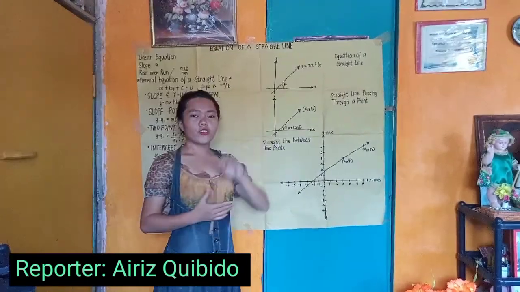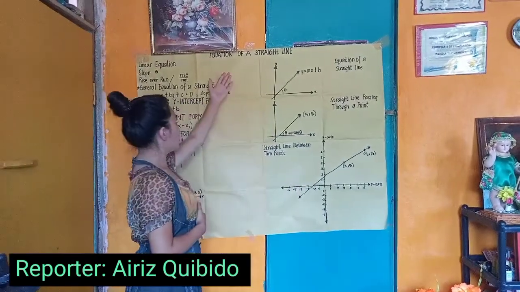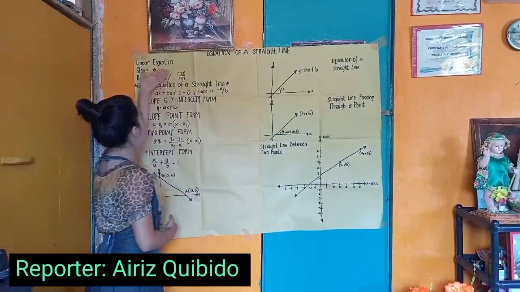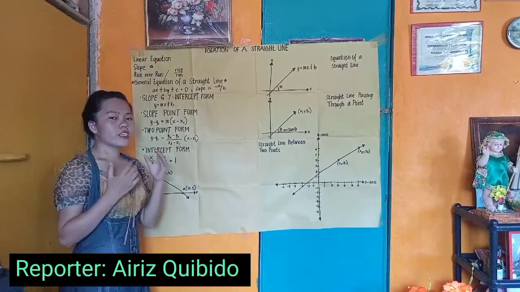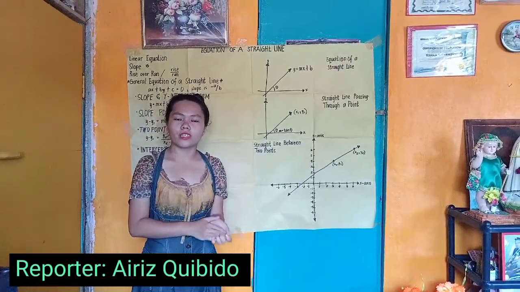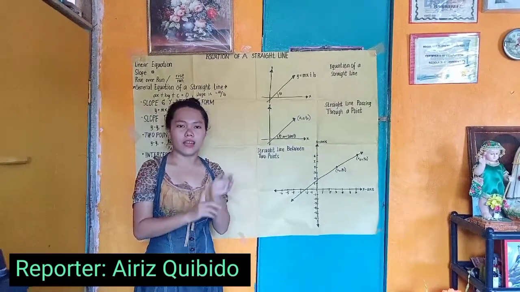a straight line. So first, let me ask you a question. What is the equation of a straight line? An equation of a straight line is a linear equation. The straight line in a Cartesian plane can have different representations based on known variables, constants, and angles.